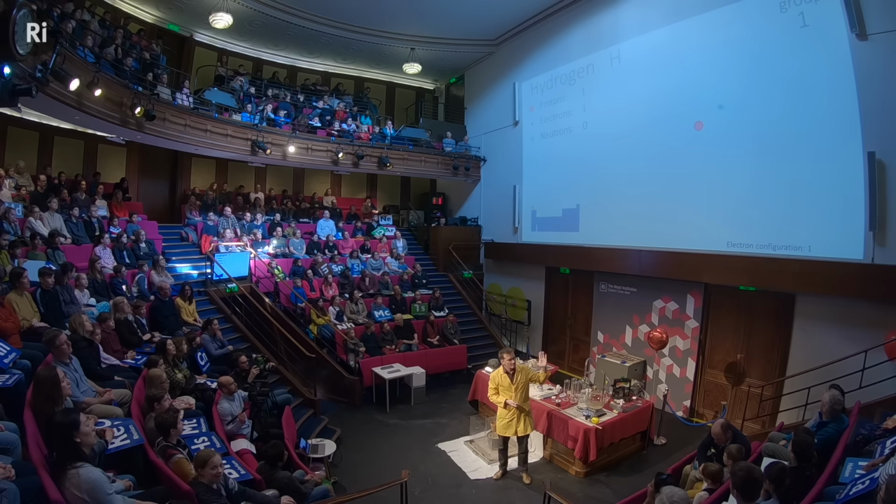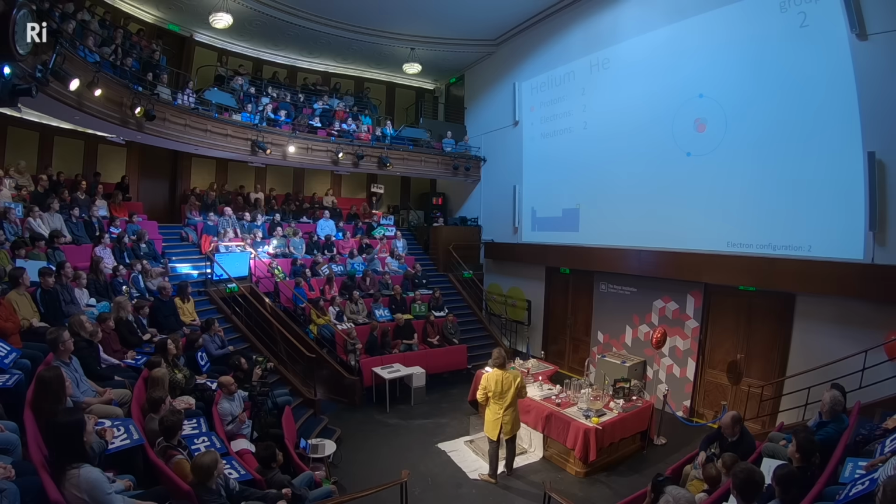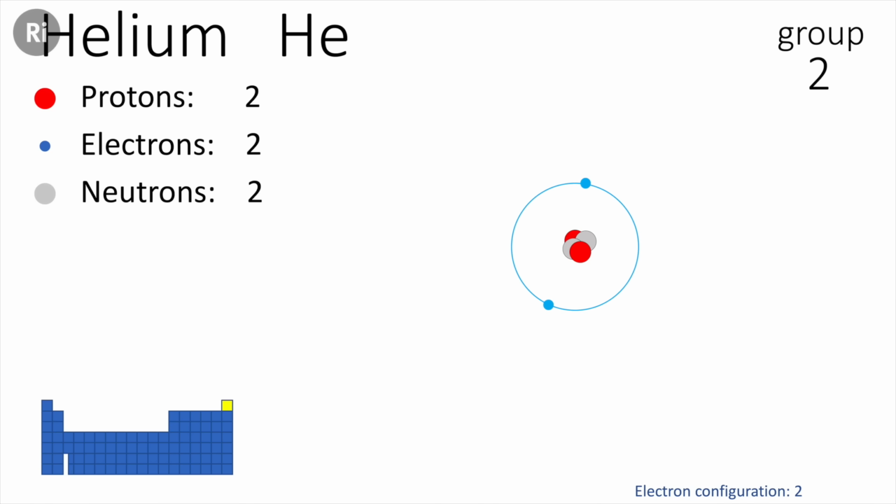So this is what we see. When we go to the next atom, this is the element helium. So right the way over here, very good, helium. So there's helium. Helium now has 2 protons in the nucleus. Most of the helium that we come across also happens to have 2 neutrons.